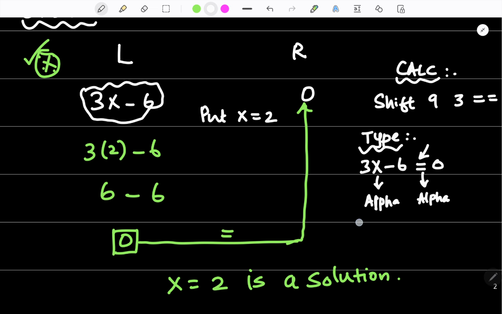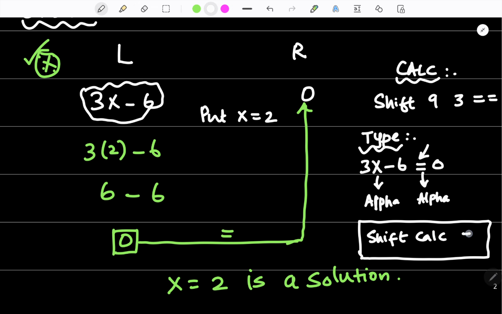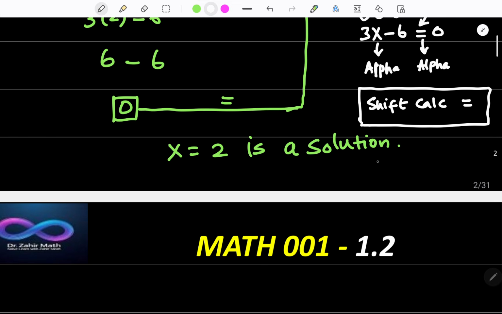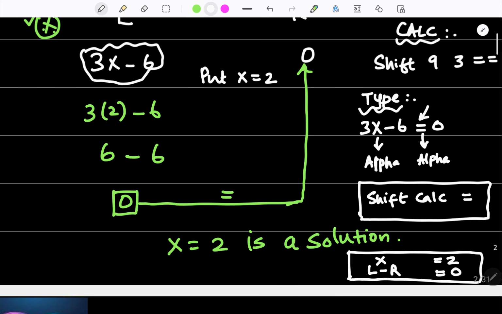And then you have to press 3 keys. What are the 3 keys? Shift, calc, and then equal. If you press this, your screen looks like this: x is equal to 2 and L minus R is equal to 0. Are you getting the screen? X is equal to 2. L minus R is equal to 0. So this is one more way to make sure your answer is correct or not.